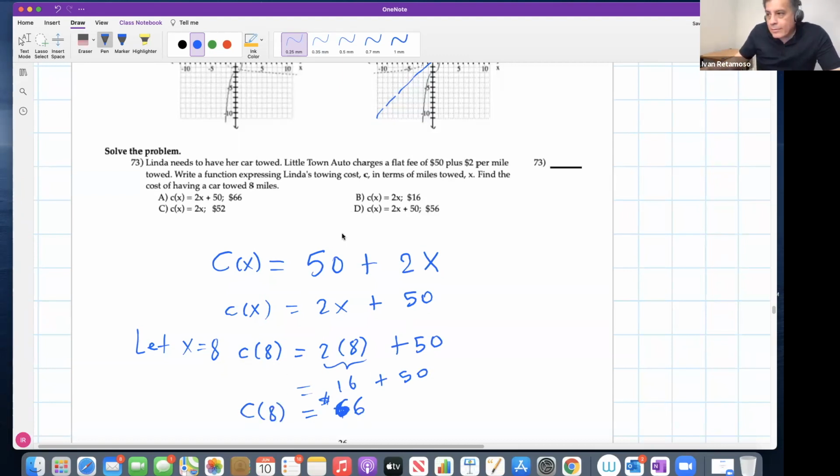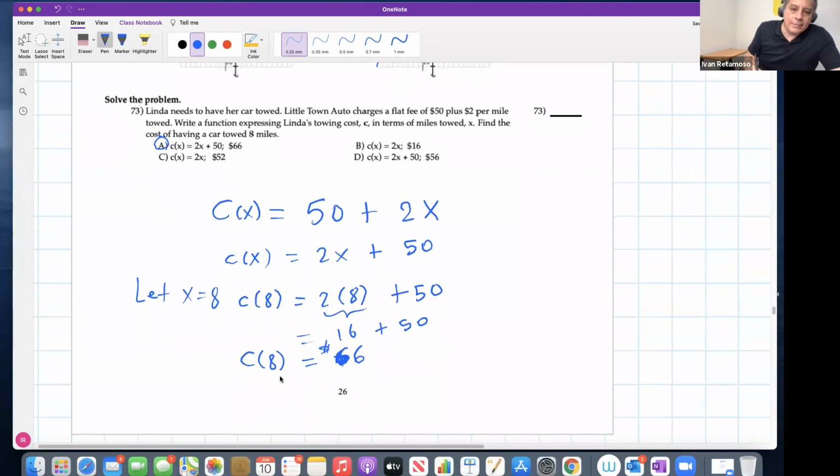So for 73, therefore, the answer should be this, right? This is the cost function. This is the cost associated with towing 8 miles. Very good.